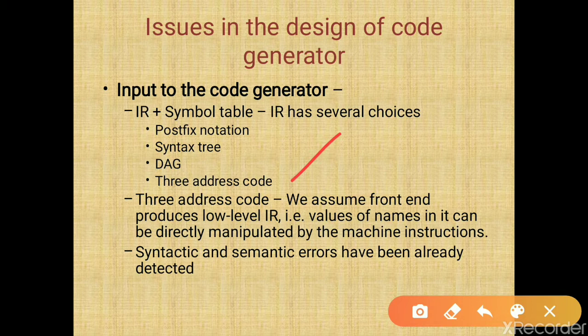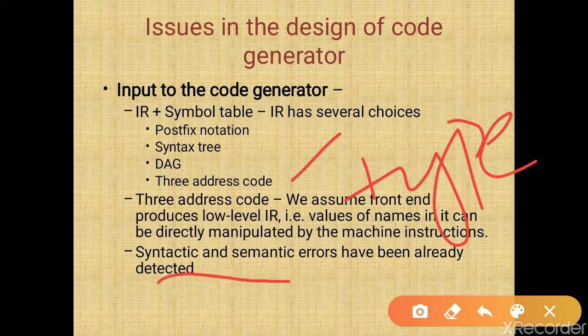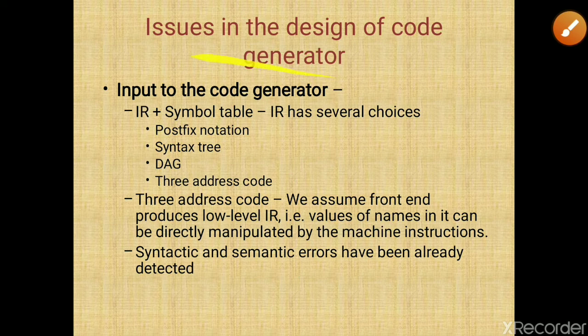The 3-address code representation can be in quadruple format, triple format, or indirect triples. For 3-address code, we assume the front end produces a lower level intermediate representation. Values of names in it can be directly manipulated by the machine instructions, and type checking is also present here. So syntactic and semantic errors have already been detected, and some code generators perform semantic checking also. That is all about the input to the code generator.